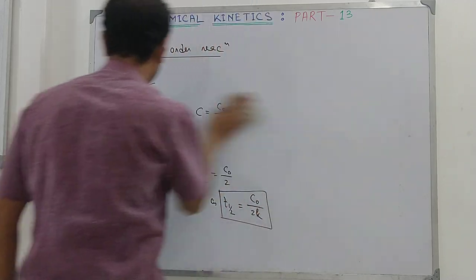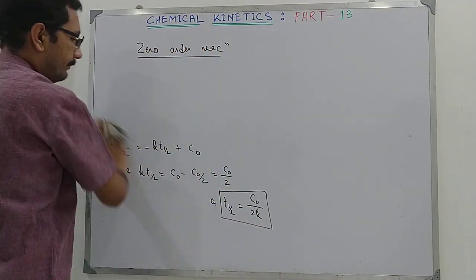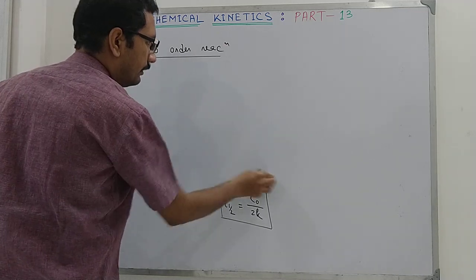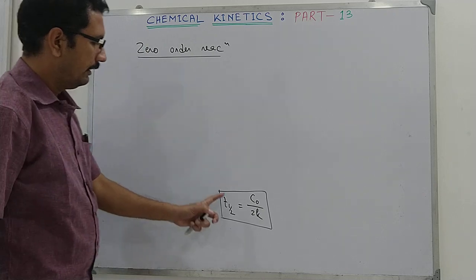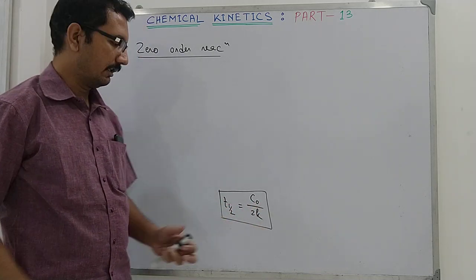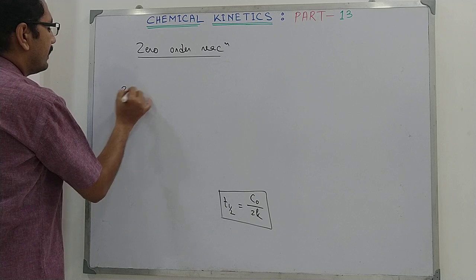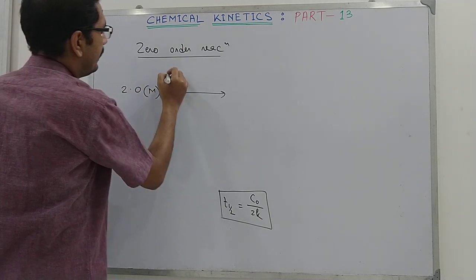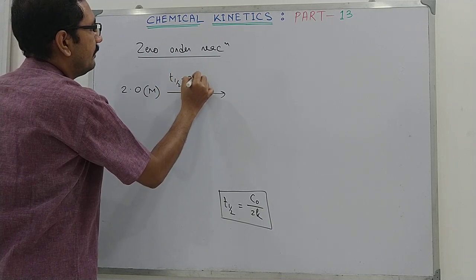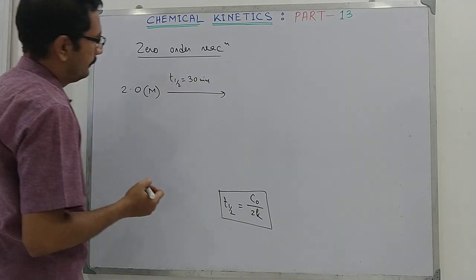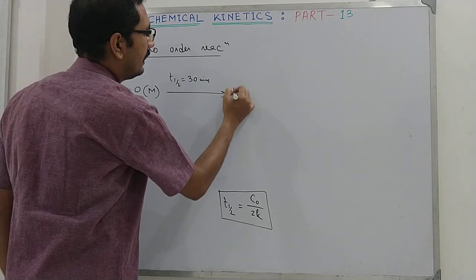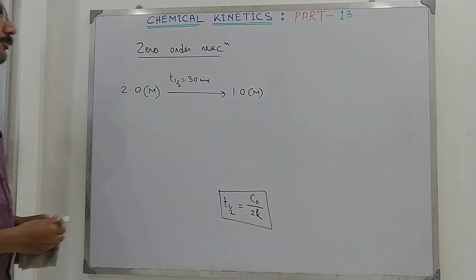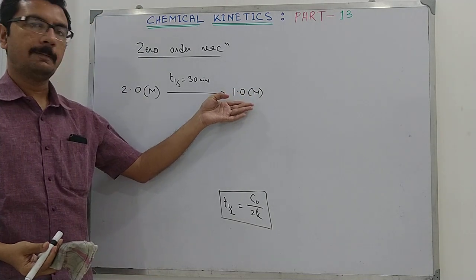Now we see that for a zero order reaction, the half-life is directly proportional to the initial concentration. So if we start with, for example, 2.0 molar concentration of the reactant and say its half-life is 30 minutes, then after elapse of 30 minutes we will have 1.0 molar reactant left in the vessel.